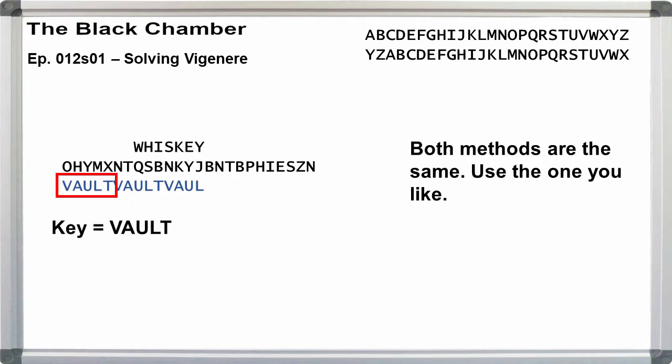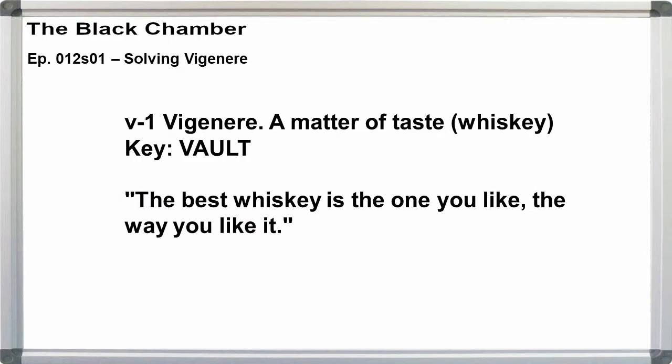Recognizing vault as an English word, we decipher the message as described in episode 12. The best whiskey is the one you like, the way you like it. And we're done.